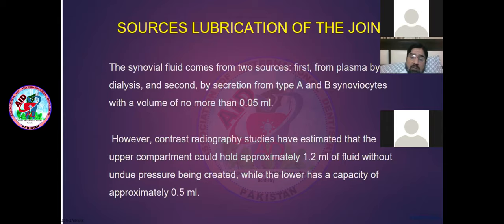Ladies and gentlemen, that means that if we want to give any medicine or any injection, we cannot give anything in the lower joint space. The upper joint space has more capability for retaining the synovial fluid and retaining the extra pressure, up to 1.2 ml, which is a very good volume.